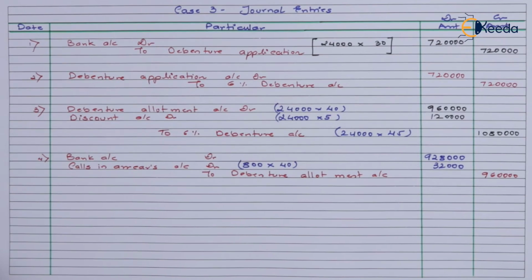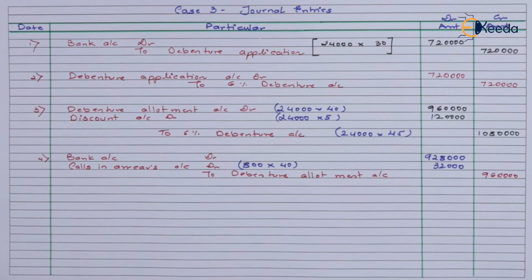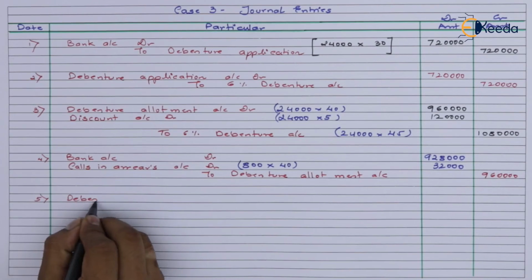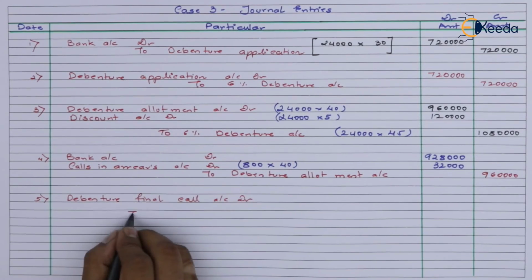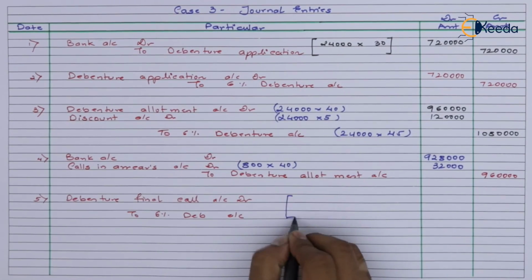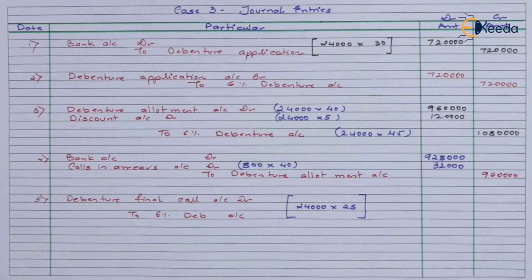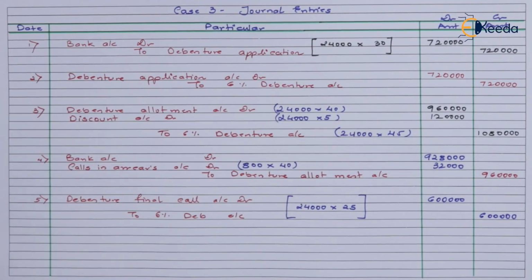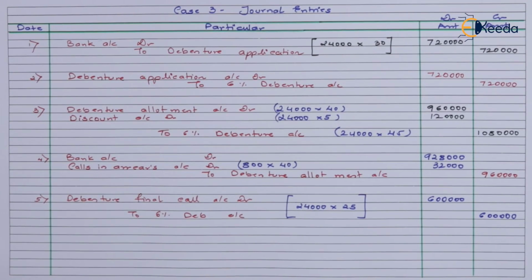Now once this entry is passed, we have to go and pass the entry for final call due and final call receipt. Now again, in final call receipt we have calls in arrears, but that will be for 800 debentures plus 700 debentures again. So total of 1,500 debentures didn't pay the final call money. Let's mention that. Now the final call amount due is 6 lakh rupees, 24,000 into 25.